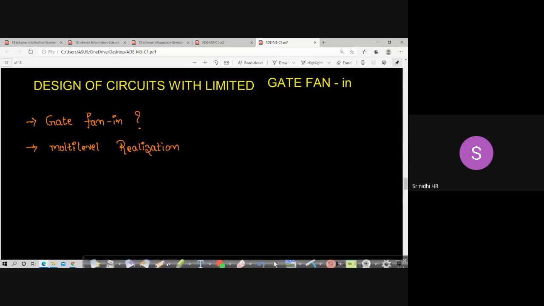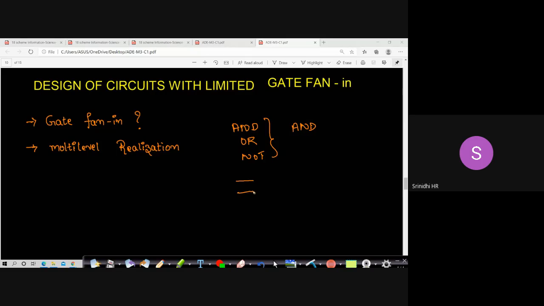So now my very first question is, what do you mean by gate fan-in? Please understand this concept so that you will be understanding the concepts very clearly. Let's say we have some gate, an AND gate. We have basic gates: AND gate, OR gate, and NOT gate. Any gate. We'll consider this AND gate now. I have two inputs.